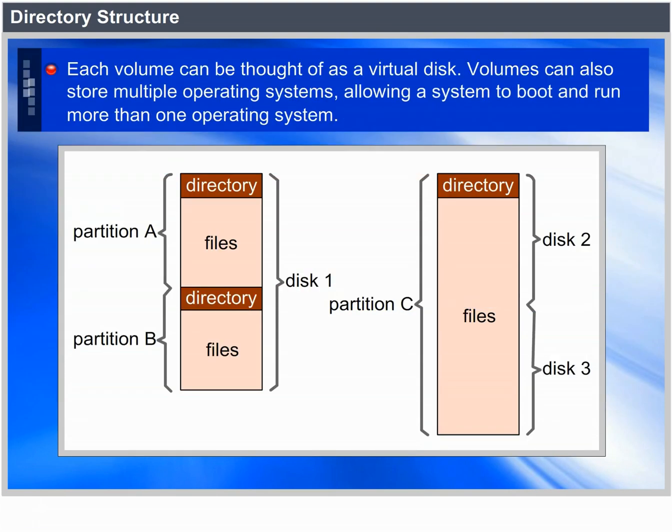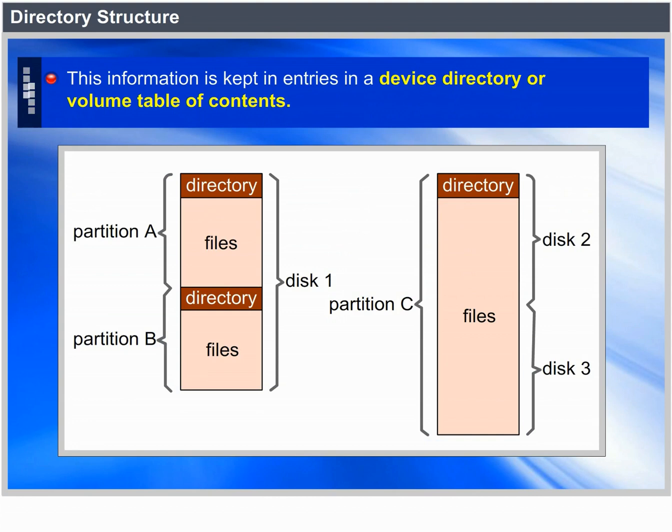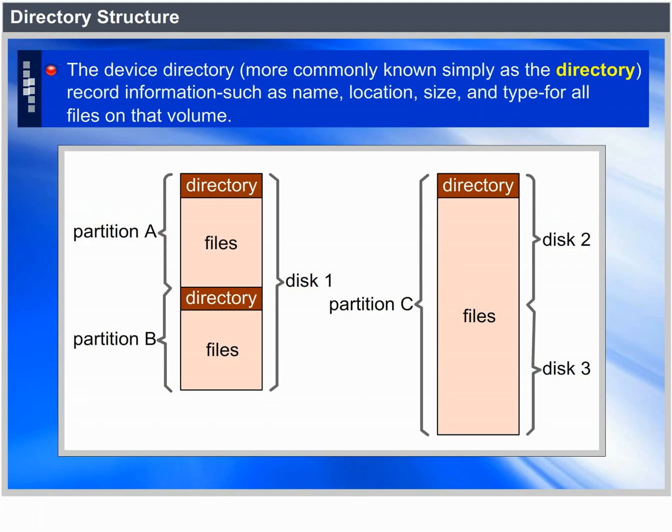Volumes can also store multiple operating systems, allowing a system to boot and run more than one operating system. Each volume that contains a file system must also contain information about the files in the system. This information is kept in entries in a device directory or volume table of contents. The device directory, more commonly known simply as the directory, records information such as name, location, size, and type for all files on that volume.